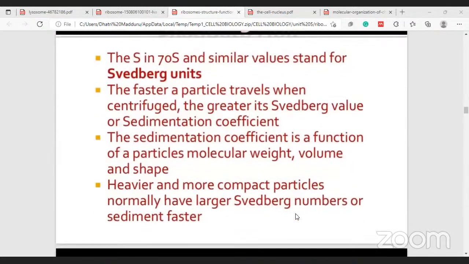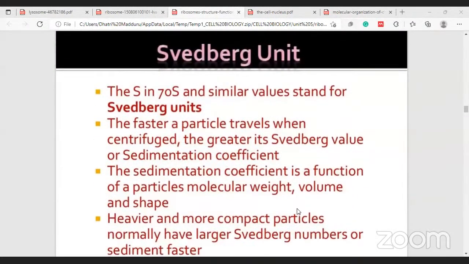In the previous classes also, some of you had a doubt: 30 plus 50 means it is 80, so how are we telling 70? That is not regarding any plain number. It is a Svedberg unit. The S in 70S and similar values are nothing but Svedberg units.